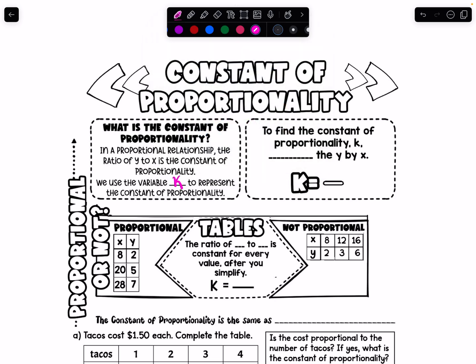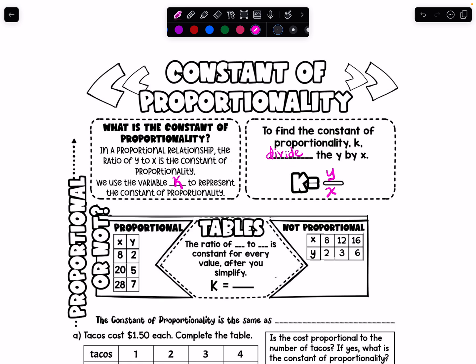And K, the constant of proportionality, can be found when we divide the y by the x. So we can write it as a fraction like this. All right, so that probably sounds confusing without actually trying it. So let's look at these tables down here.